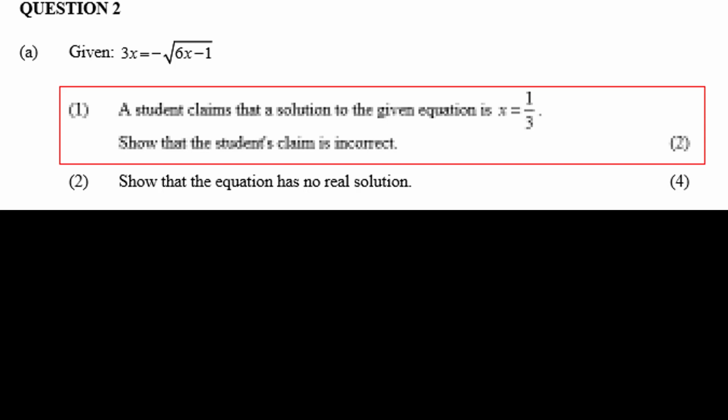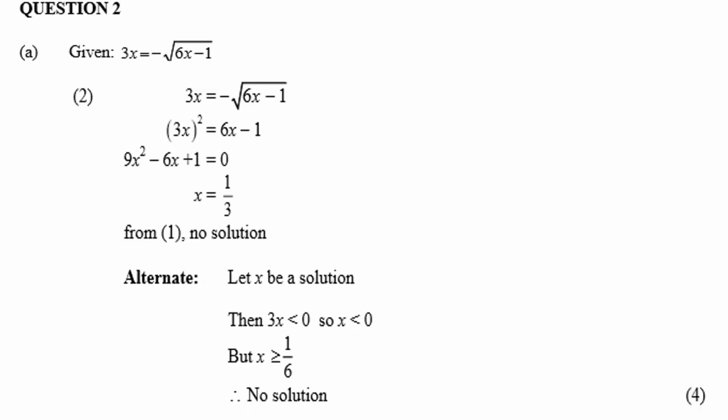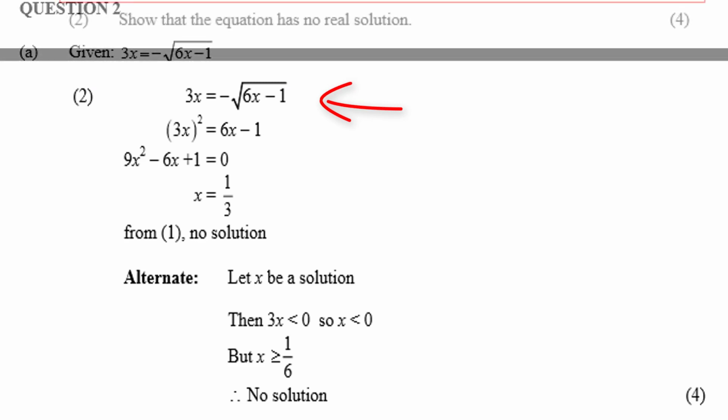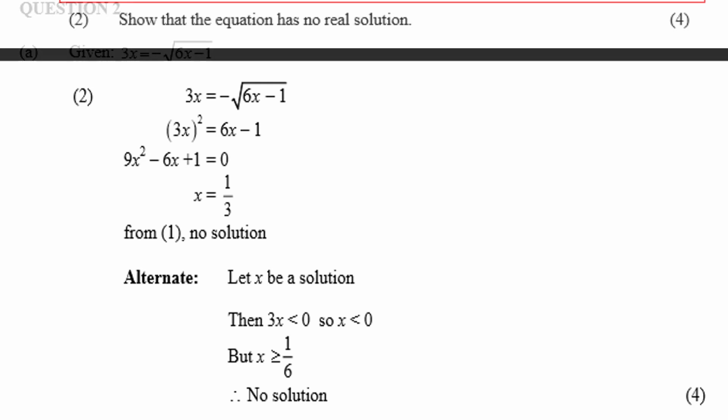Show that the equation 3x equals minus square root of 6x minus 1 has no real solutions. Now this second part is for 4 marks, so you'd better show your workings. Recognize firstly that we're dealing here with a quadratic. I'll show you. Square both sides and we get 3x all squared equals 6x minus 1.